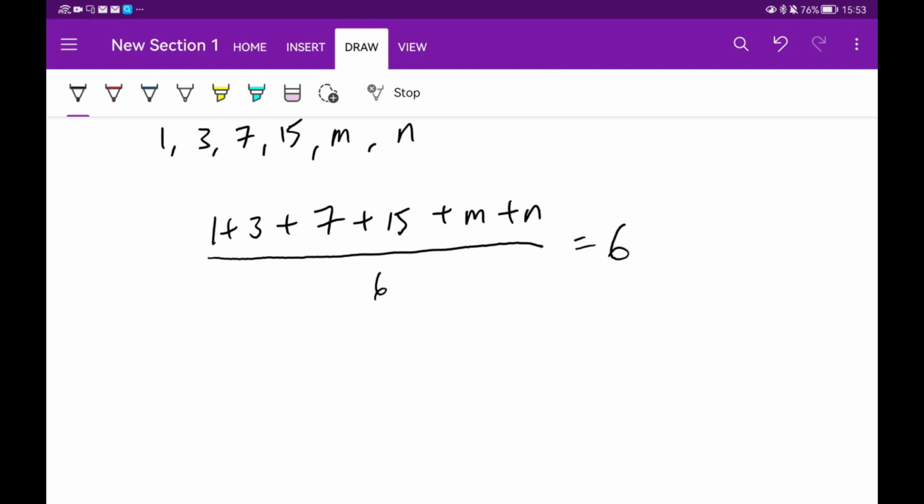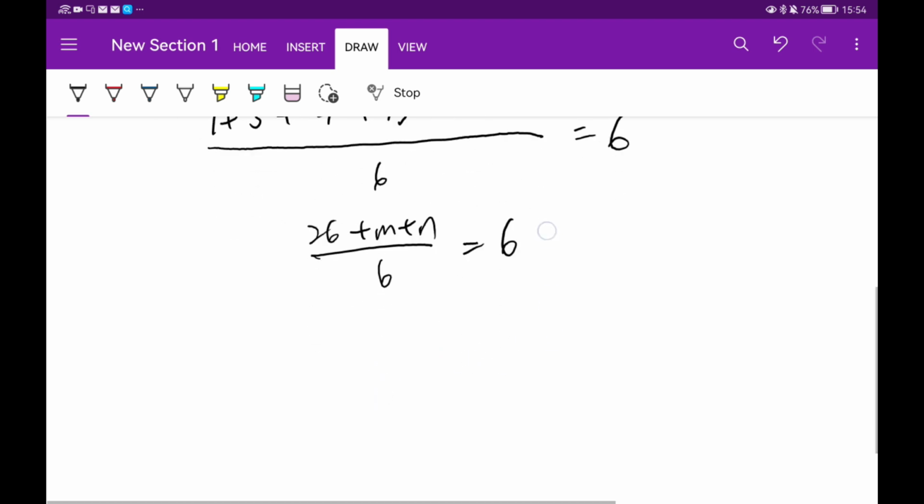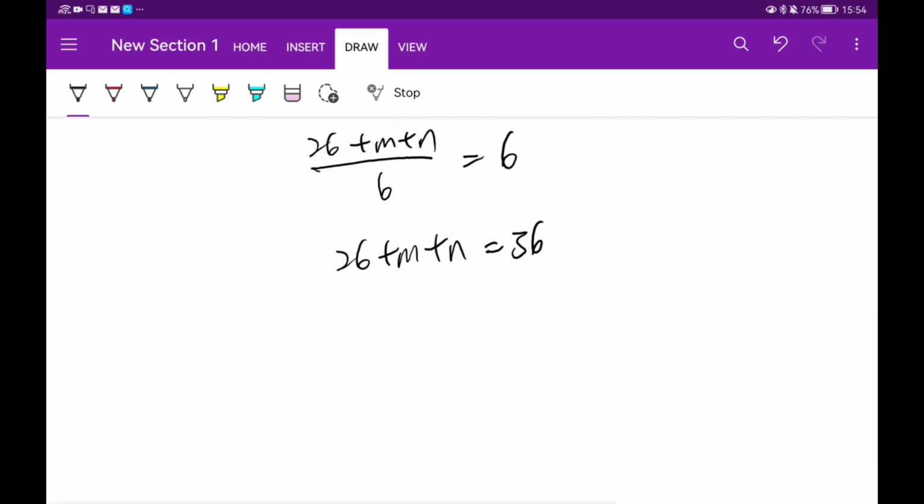Let's calculate. 1 plus 3 plus 7 plus 15 is 26, plus m and n, divided by 6 equals 6. So 6 times 6 is 36. So 26 plus m plus n equals 36, then 36 minus 26 is 10. So m plus n equals 10.